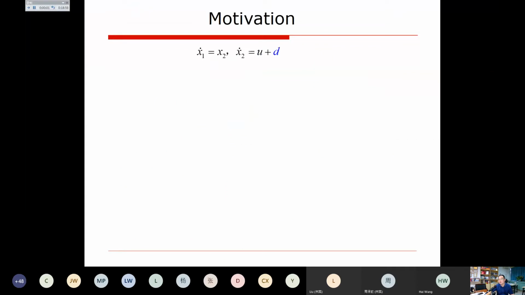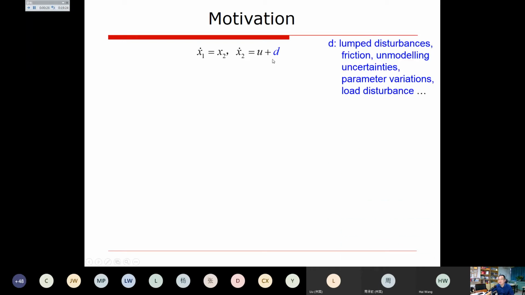So here is another explanation from the mathematical way. We assume x1 is the position error, right? The target is to make x1 converge to 0 as fast as we can, right? So x2 is the speed. So u may be the control, u may be the force or the torque, and we have disturbance.